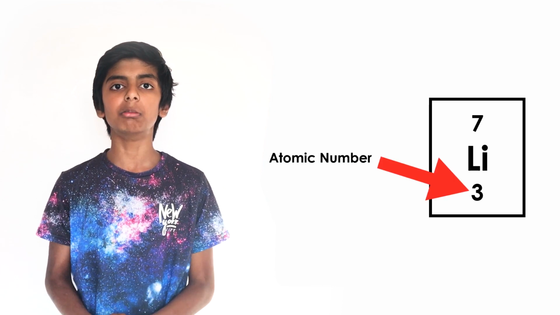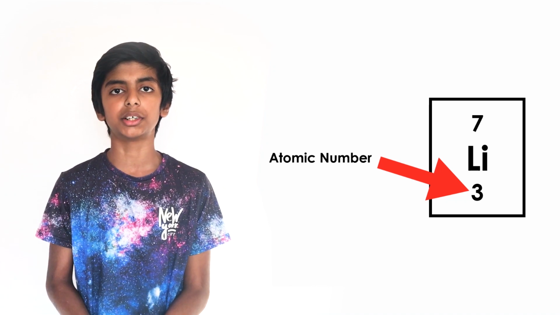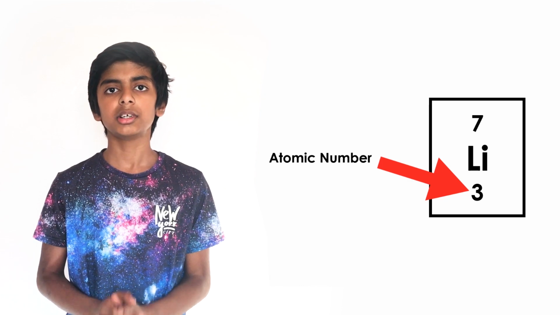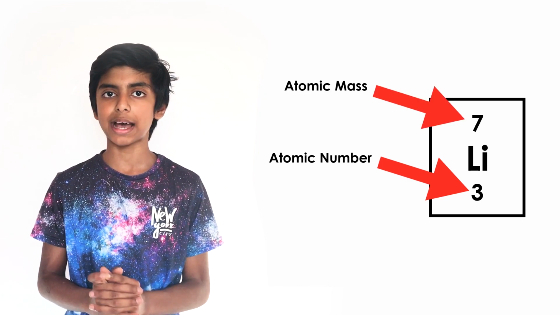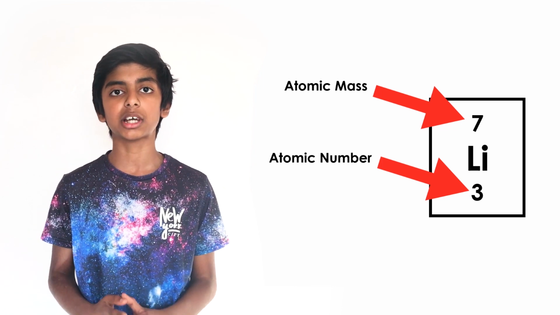Now we are going to apply what we learnt to understand how many protons, neutrons and electrons there are in an element's atom by looking at the periodic table. For example, we can take lithium. As you can see on the bottom, there is a number. This number is the atomic number. It shows us how many protons there are in this element's atom. There is a number on the top, and this number is the atomic mass. This shows us the amount of protons and neutrons added together.